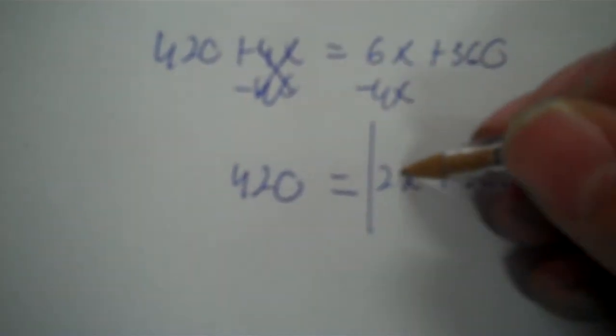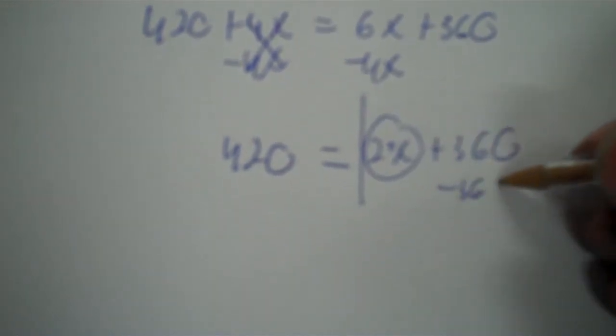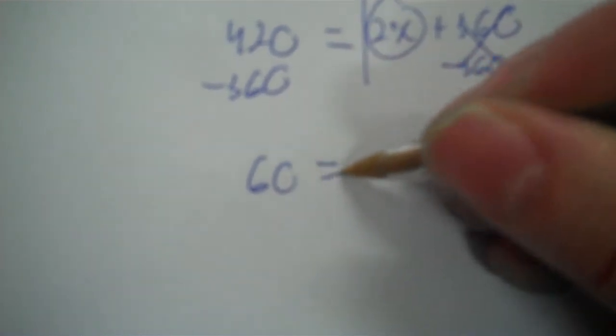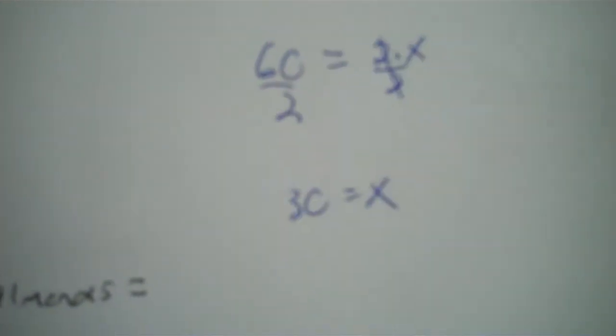You have to subtract when they're on opposite sides. That's 2x plus 360. Then minus 360, minus 360, and that's 60. So 60 equals 2 times x. So 30 equals x. So 30 pounds of almonds. 60 plus 30, yep. So 30 pounds is how much I need.